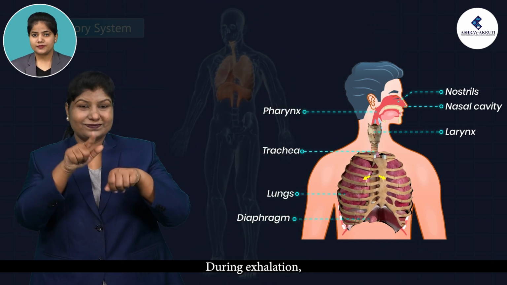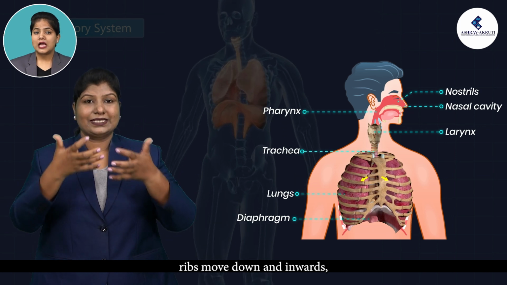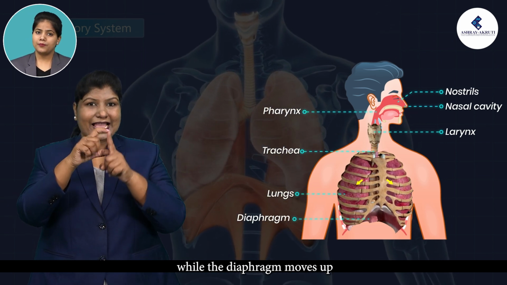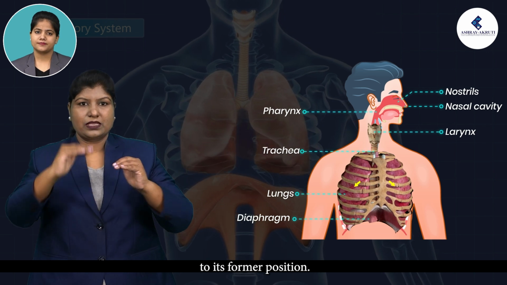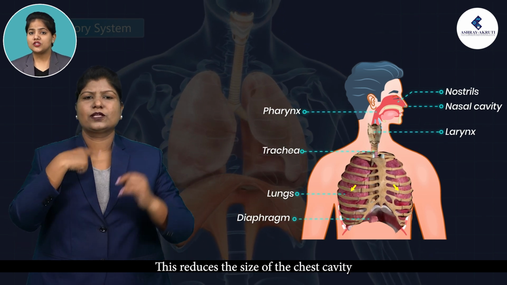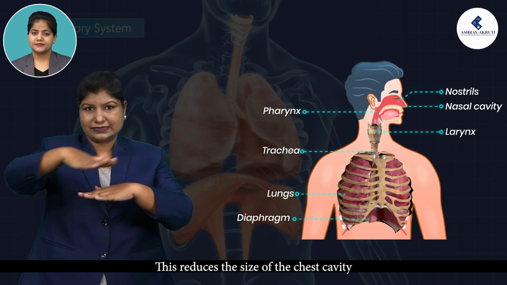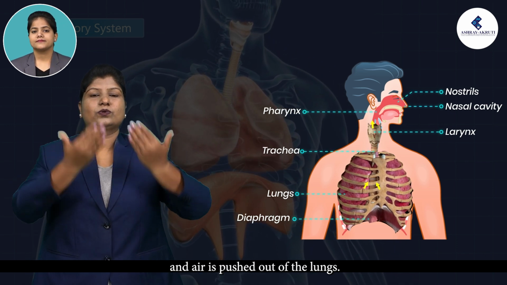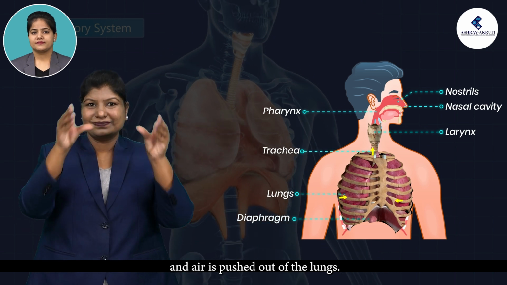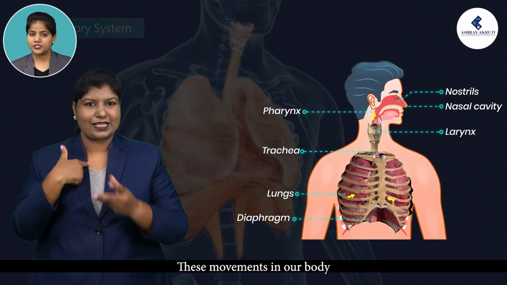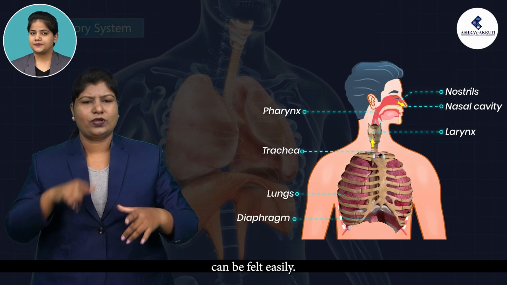During exhalation, ribs move down and inwards, while the diaphragm moves up to its former position. This reduces the size of the chest cavity and air is pushed out of the lungs. These movements in our body can be felt easily.